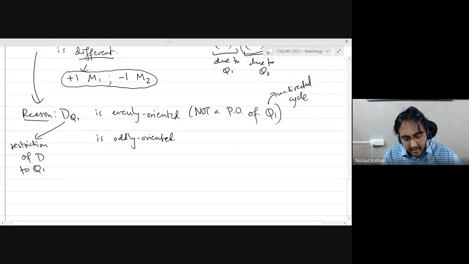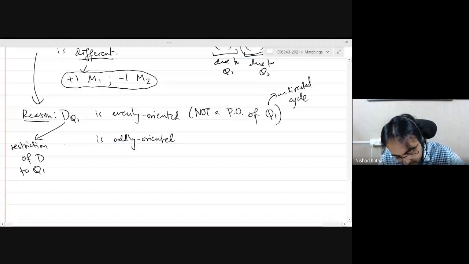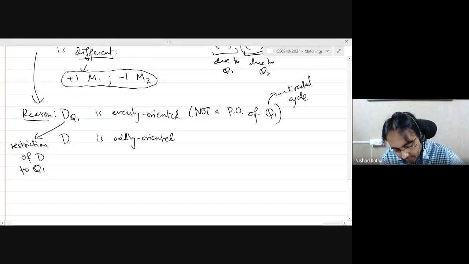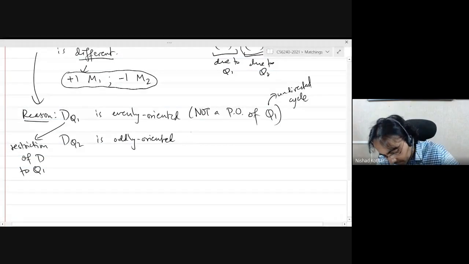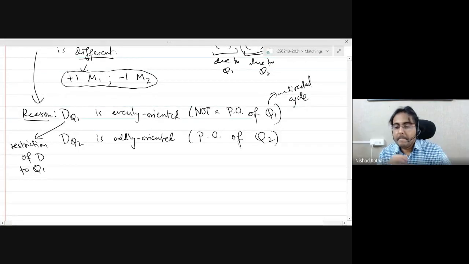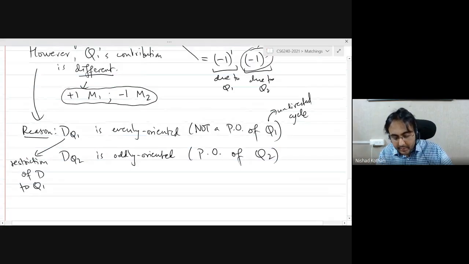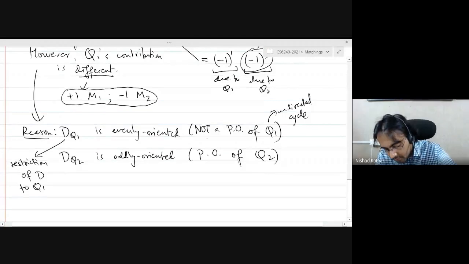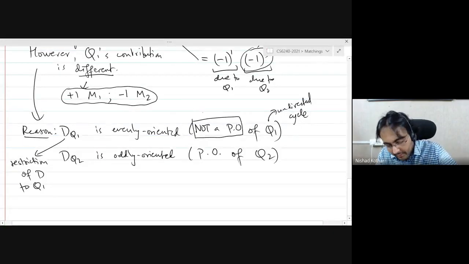Okay, and if you look at the restriction of D, which is our orientation, to Q2, it is oddly oriented. So it is a Pfaffian orientation of Q2. Okay, and because it is a Pfaffian orientation, the contribution to both matchings M1 and M2 is the same. It's both going to be +1 or it's going to be -1 for both of them, right? And when it is not a Pfaffian orientation, the contribution is going to be different.